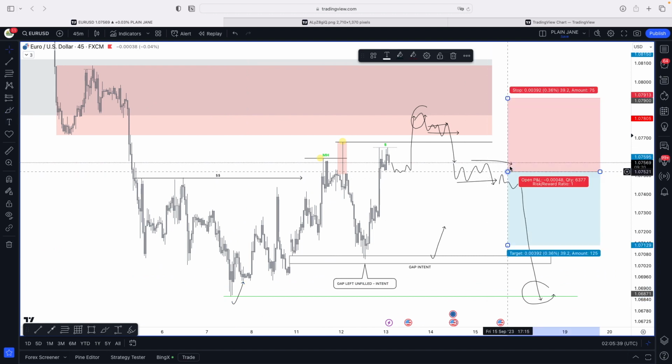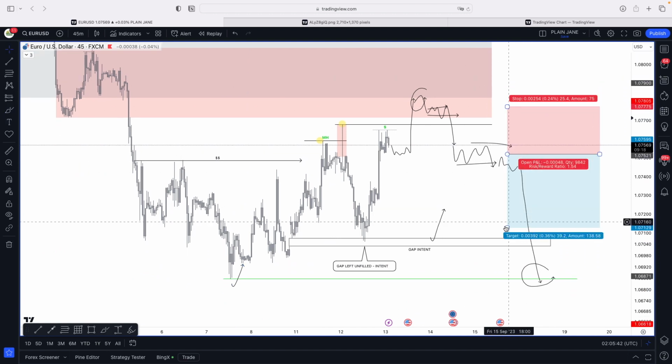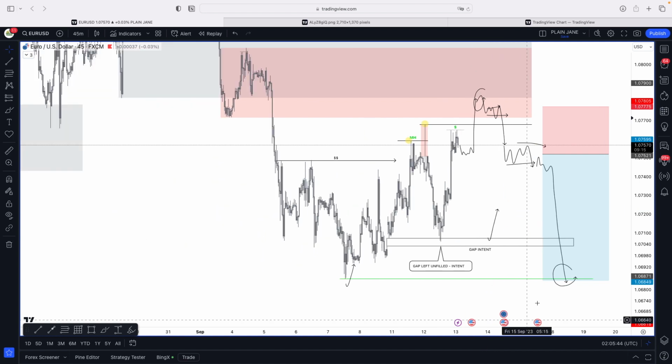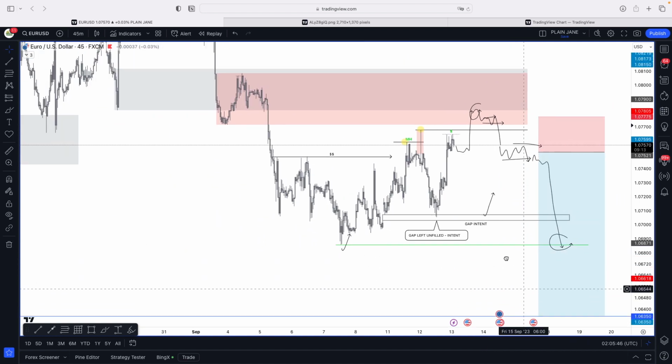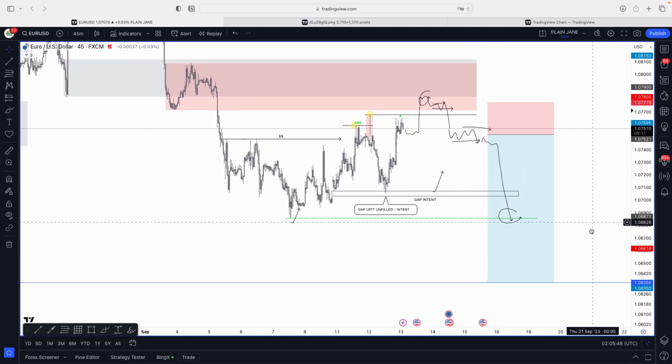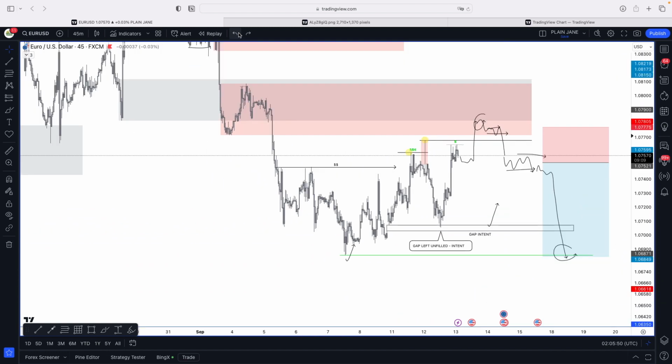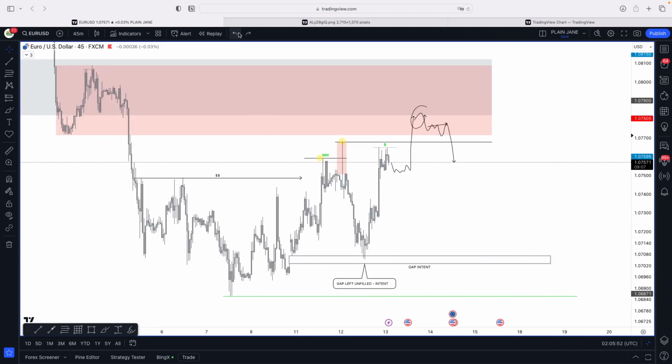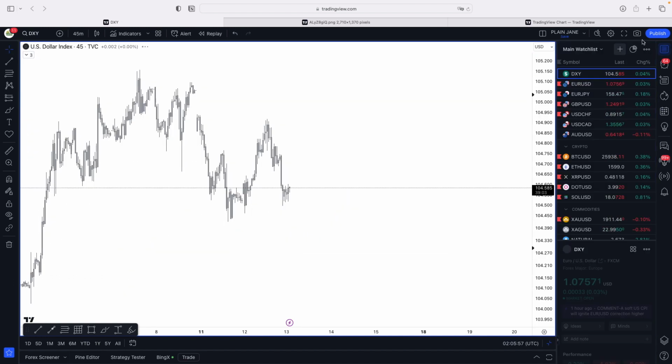Okay, very, very simple. I'm not going to overcomplicate the sort of scenario I'm looking at. Potentially swing this down to my target of 1.0635. Okay, very, very simple. So that's the sort of scenario I'm looking at for EU. Gold and EU is basically the two setups on my radar.